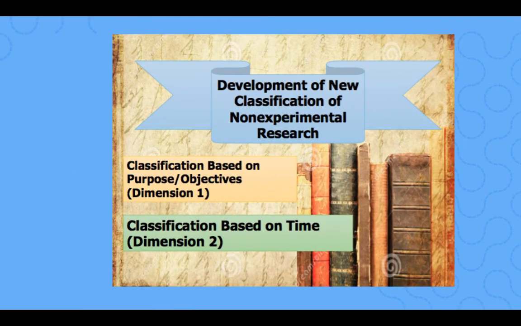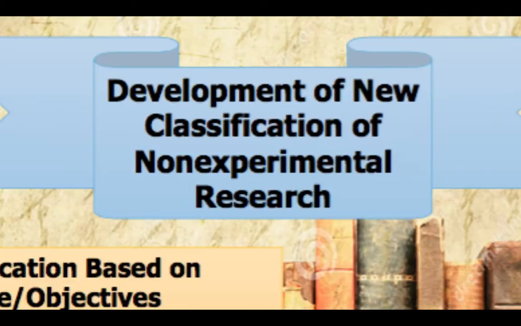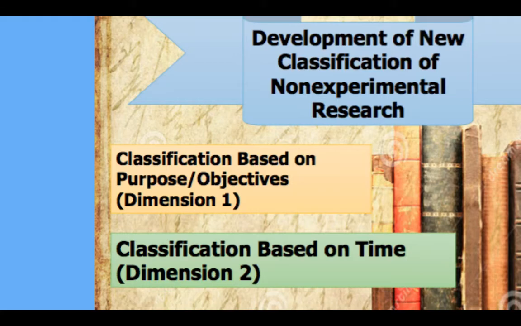And now, let's proceed to the development of the new classification of non-experimental research, which is our main topic for today. It is cut into two dimensions. The first one is the classification based on the purpose and objectives, and the second is classification based on time.